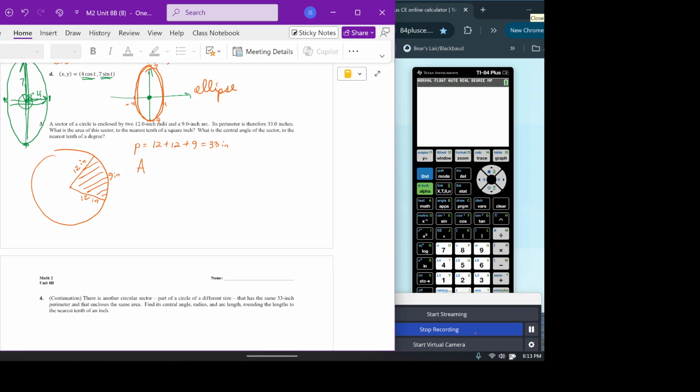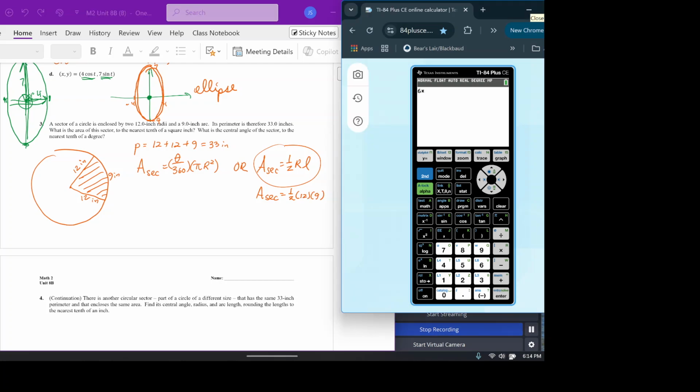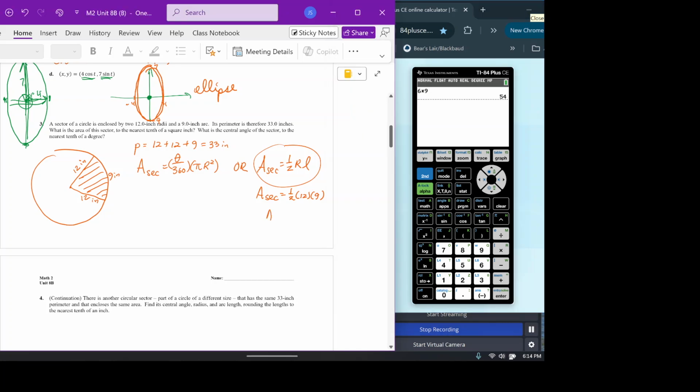Okay, now in the last handout, we learned that the area of a sector, you could do it two ways. You have a percentage of a circle's area, pi r squared, or you have 1/2 the radius times the arc length. And if you look at this, that formula is definitely the easier one to use here. So the area of the sector is going to be 1/2 times 12 times 9. So that's 6 times 9, which is 54. So the area of the sector is going to be 54 inches squared.